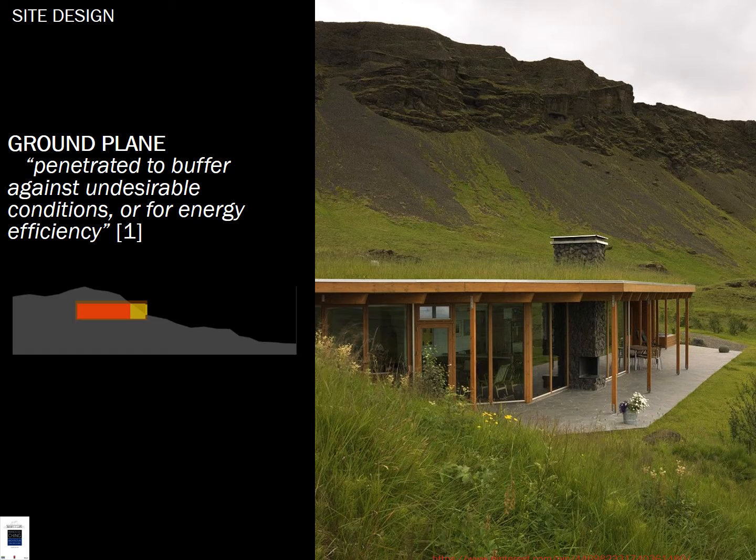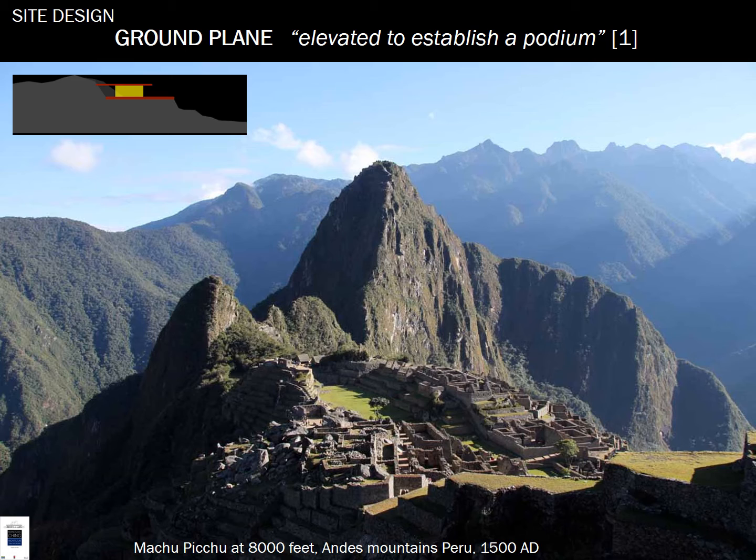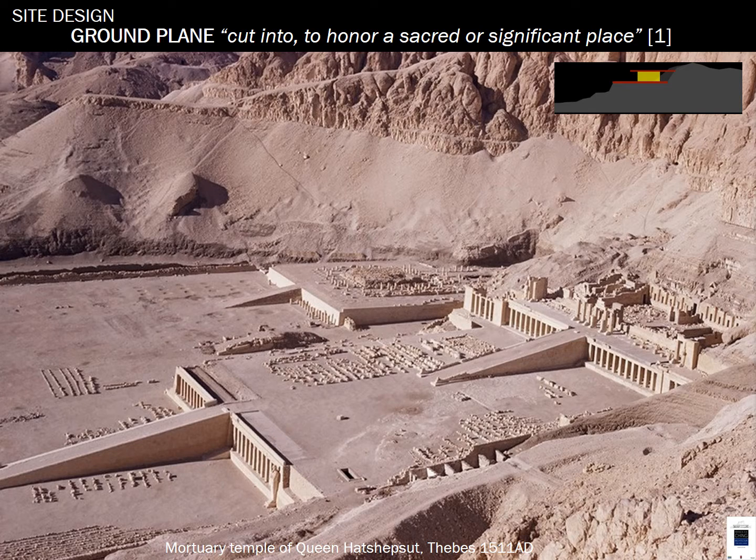So, for example, here's the ground plane penetrating a buffer against undesirable conditions. An earthen structure with a green roof. With terracing, your ground plane can be elevated to establish a podium. Your ground plane can be cut into the earth, into the site, to honor a sacred or significant place.